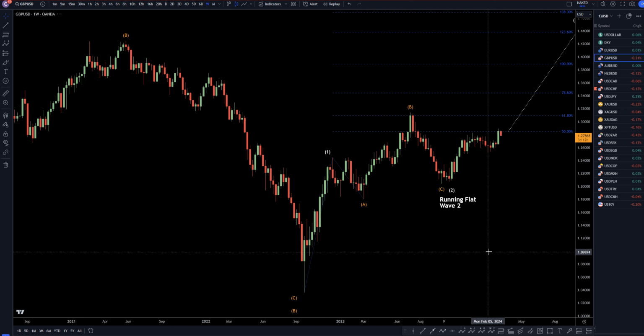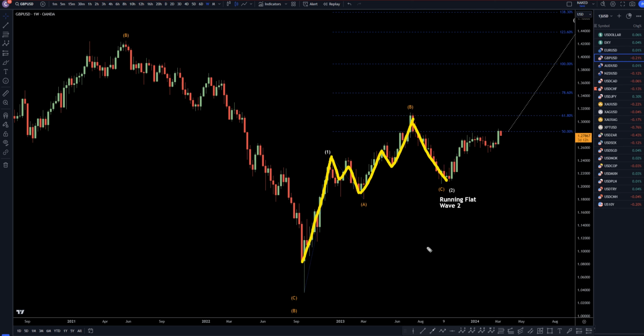So taking it down to the weekly time frame. On the weekly time frame, this looks to me like a wave 1. It looks like 3 ways down, wave A, 3 ways up, wave B, 5 ways down, wave C. I think it's a running flat wave 2. Higher high wave B, higher high wave C definitely fits the characteristics of a running flat.